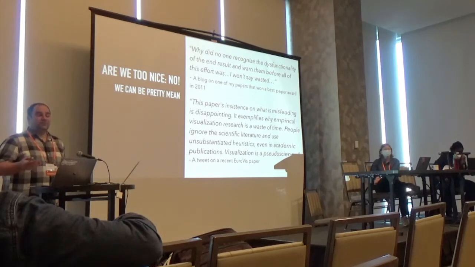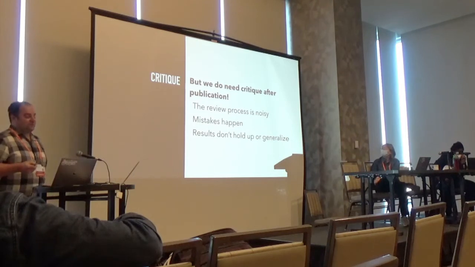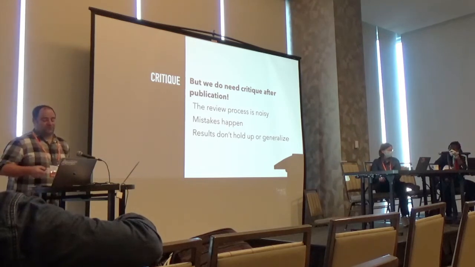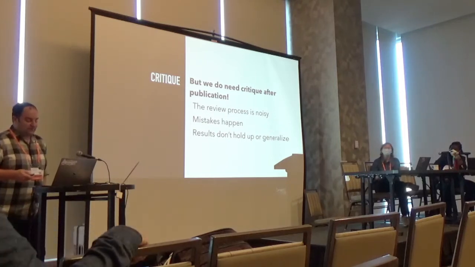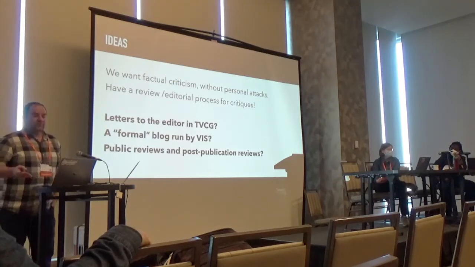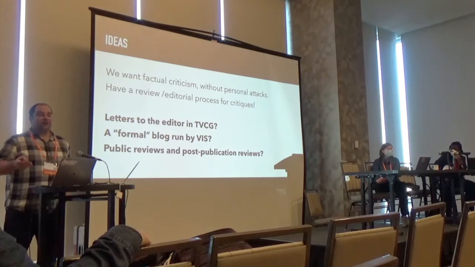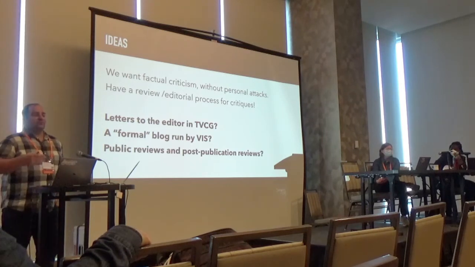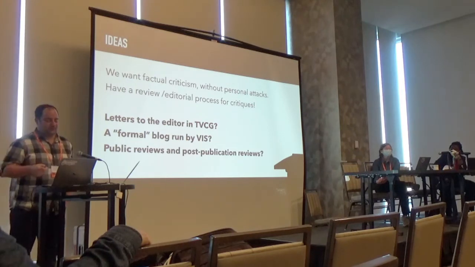We shouldn't do that, but we also need a forum to critique. We need to critique publications after peer review. The peer review process is noisy, it's not perfect, there's always something to say about certain papers. Mistakes happen, and if you engage with authors and papers in good faith, I think this can actually be very productive. But what can we do about this? Well, we want factual criticism without personal attacks, right? We want to have something like a review and editorial process for critiques, so that when you write up a critique, it also gets a little bit of scrutiny. There's somebody else double checking that this is sensible, right?